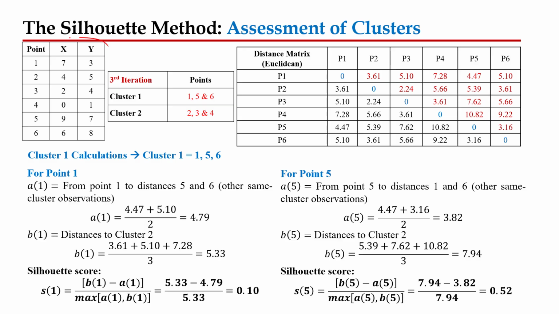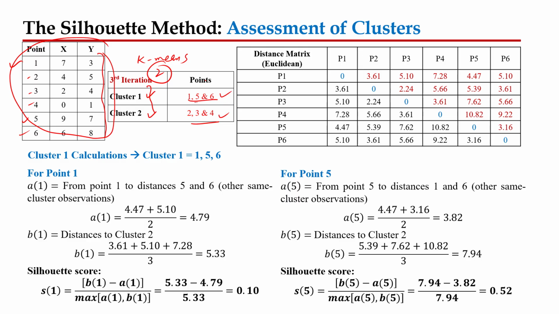Let us solve an example. Let's say we have this particular data set with six observations, and I applied k-means clustering and developed two clusters: cluster 1 and cluster 2. In cluster 1 we have observations 1, 5 and 6. In cluster 2 we have observations 2, 3 and 4. Based on that, we would like to know whether we have developed the right number of clusters, which is two clusters for these six observations.